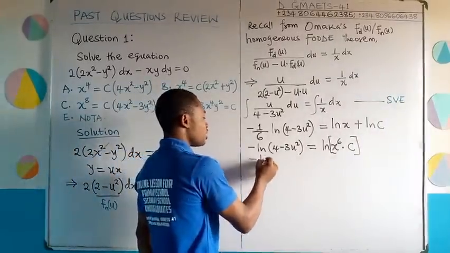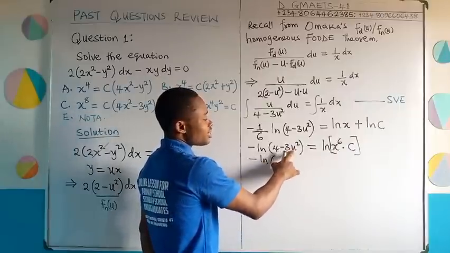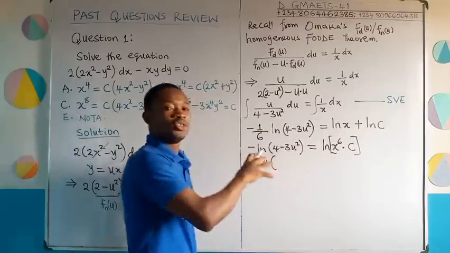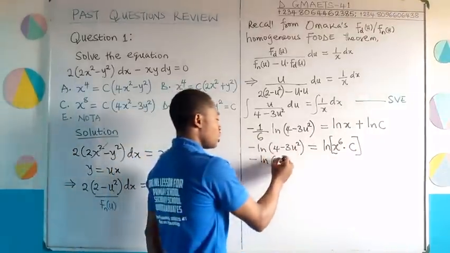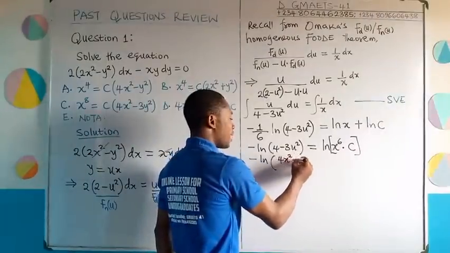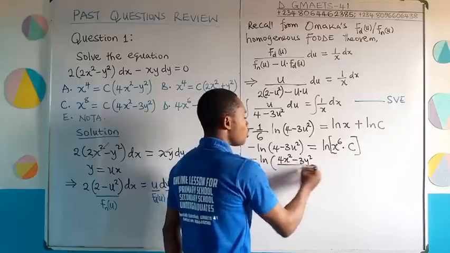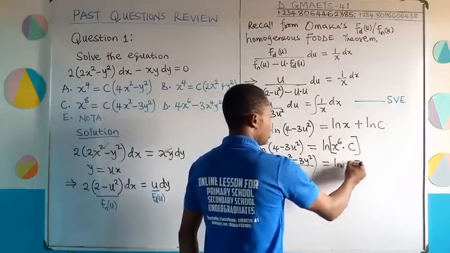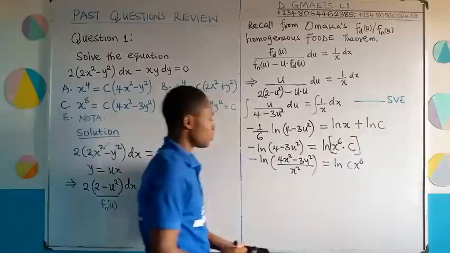So that gives us negative ln, open bracket, this is y squared over x squared. So use that x squared, work out the LCM. You are going to get 4x squared minus 3y squared all over x squared. Correct. And that is going to be equal to ln (c x raised to the power 6).